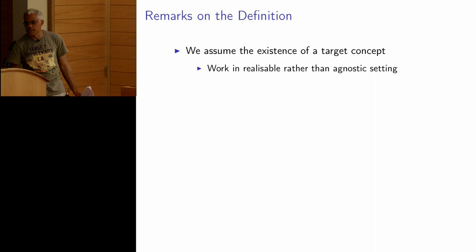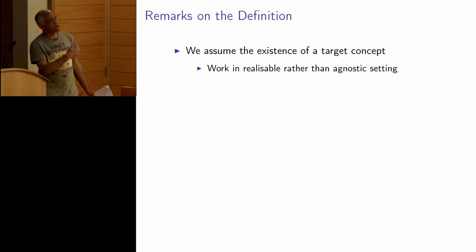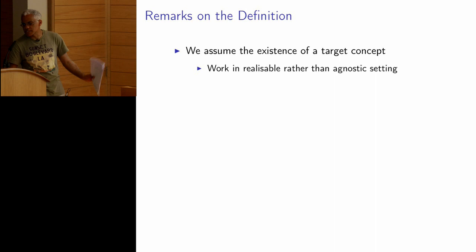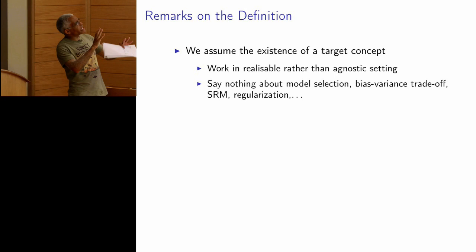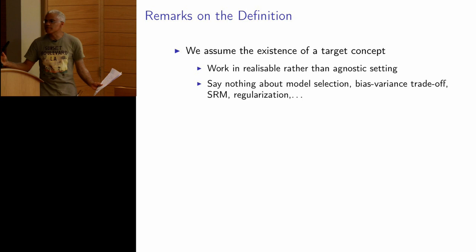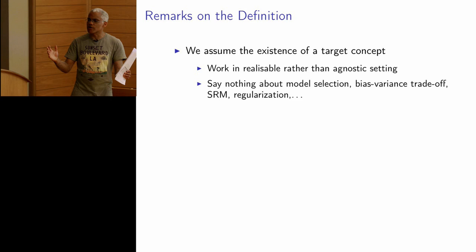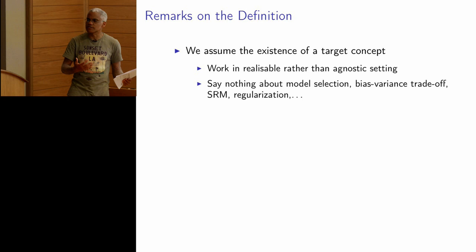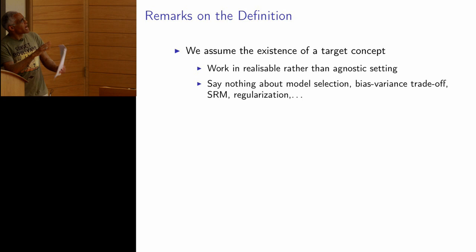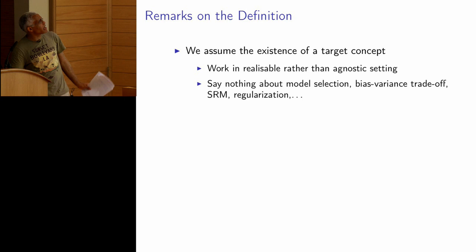So what this means in learning theory jargon is we're working in the realizable setting rather than the agnostic setting. So it's like we're trying to interpolate from a known class of functions. So this is somehow mathematically quite nice, but slightly unrealistic. And as a consequence of the fact we're working in this realizable setting, there are a whole host of issues that I won't say anything about. So for instance, model selection. The first thing you do when you have a learning problem is you think, well, what class of functions am I going to use to solve this problem? Am I going to use support vector machines? Am I going to use neural nets? And here, we're assuming the concept class is given. So there's a whole bunch of issues that we gloss over.